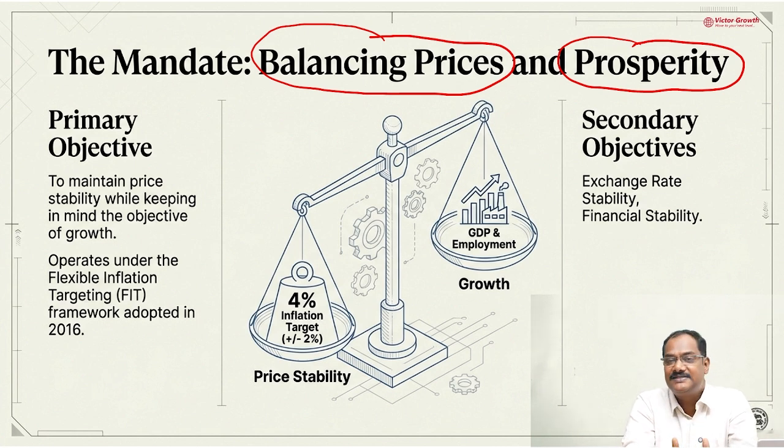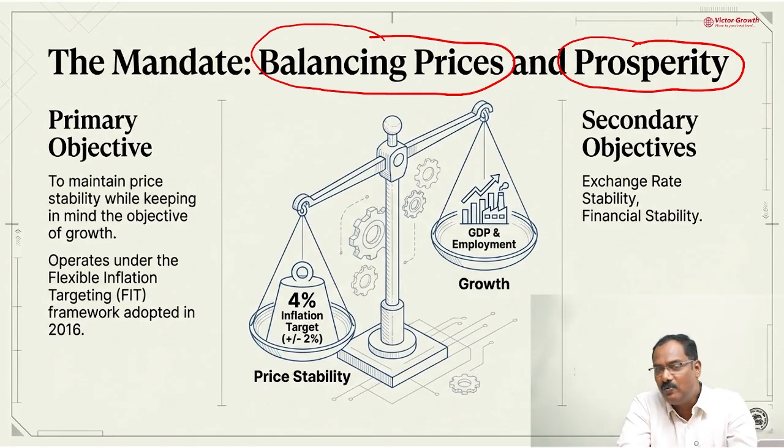Economic growth is always coupled with inflation. That means whenever economic growth is happening, inflation will also happen. Understood? So RBI is confused. Should I look at the growth or should I control the inflation?